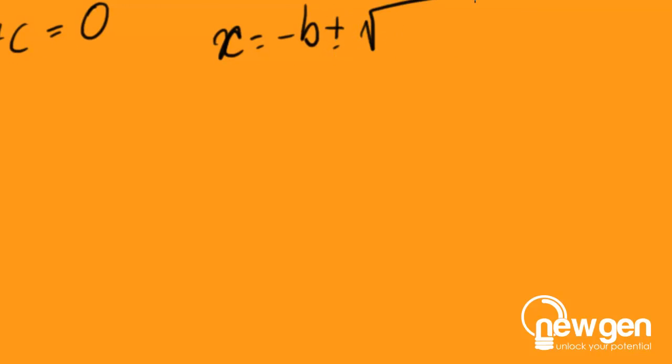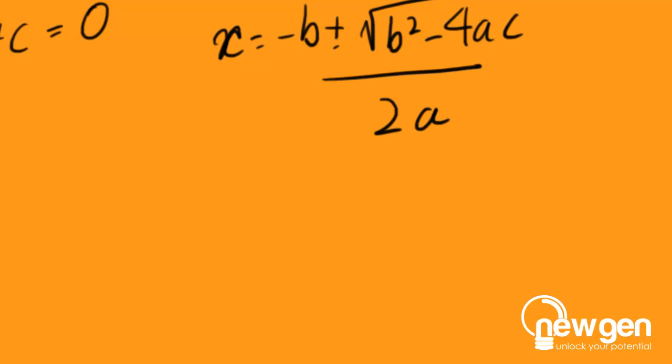I'm going to introduce complex numbers by using a quadratic equation. So ax squared plus bx plus c is a general form of a quadratic equation. To solve this, we would normally use the quadratic formula, which is x equals minus b plus minus the square root of b squared minus 4ac on 2a.